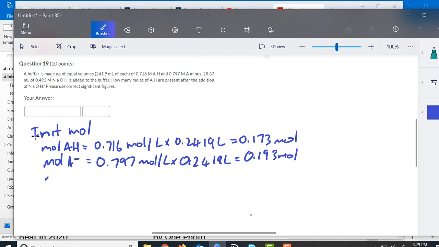Now we do definitely need the moles of OH minus. We'll go ahead and do that. And that's going to be 0.493 moles per litre times 0.02837 litres, which comes out to be 0.0140 moles.